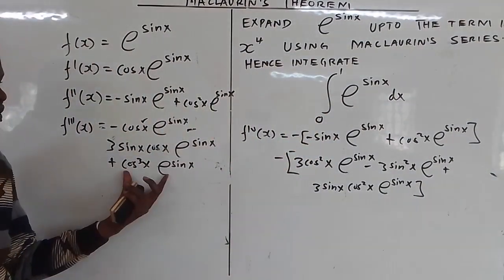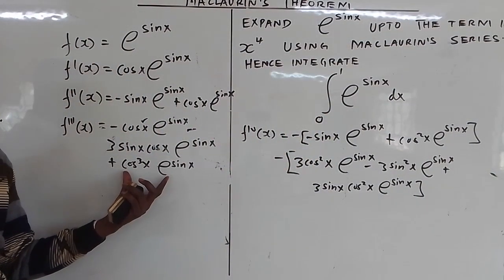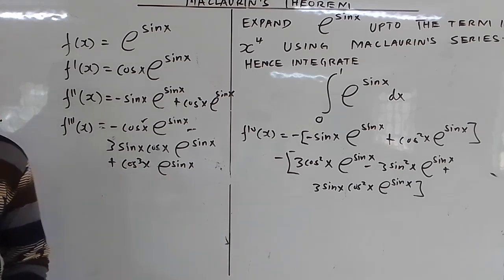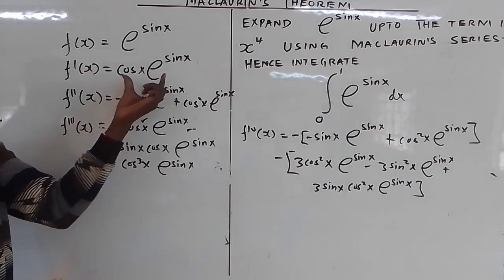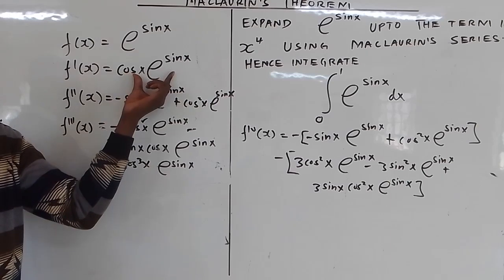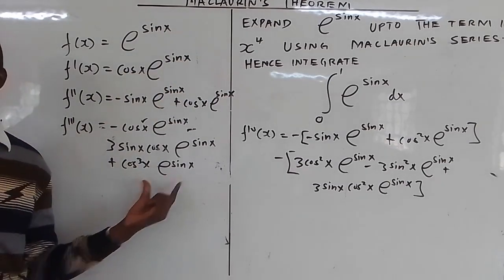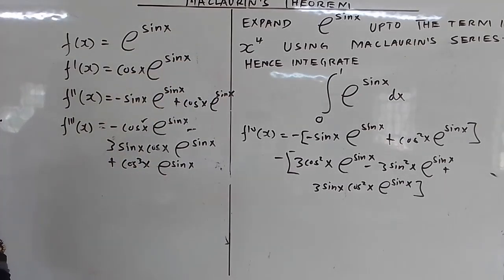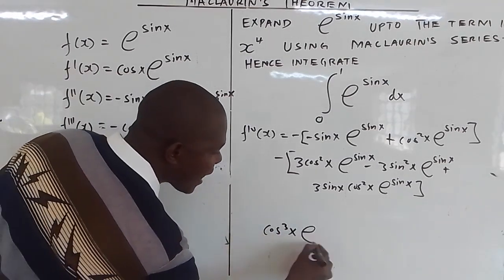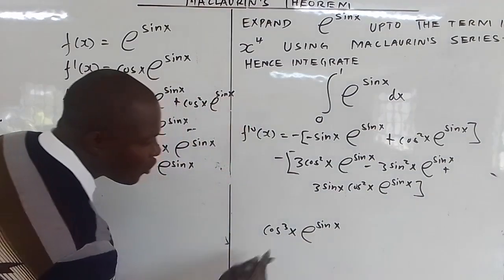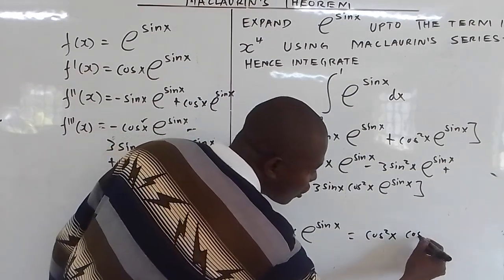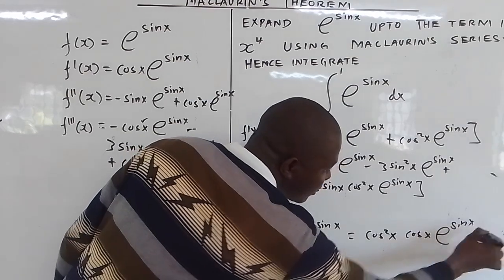The next one is this last one. The last one, in fact, is the simplest. This last term is cos cubed x exponential sine x, isn't it? So you remove cos squared x out of it for you to remain with cos x exponential sine x. Meaning whatever you differentiated in the first, you don't waste time, is what you remove outside this, isn't it? So this one is written as cos squared x times cos x exponential sine x.